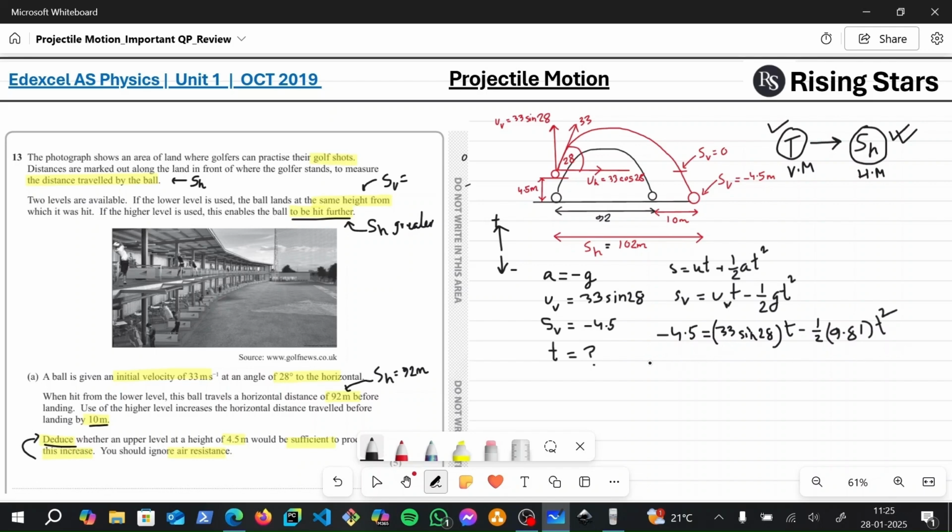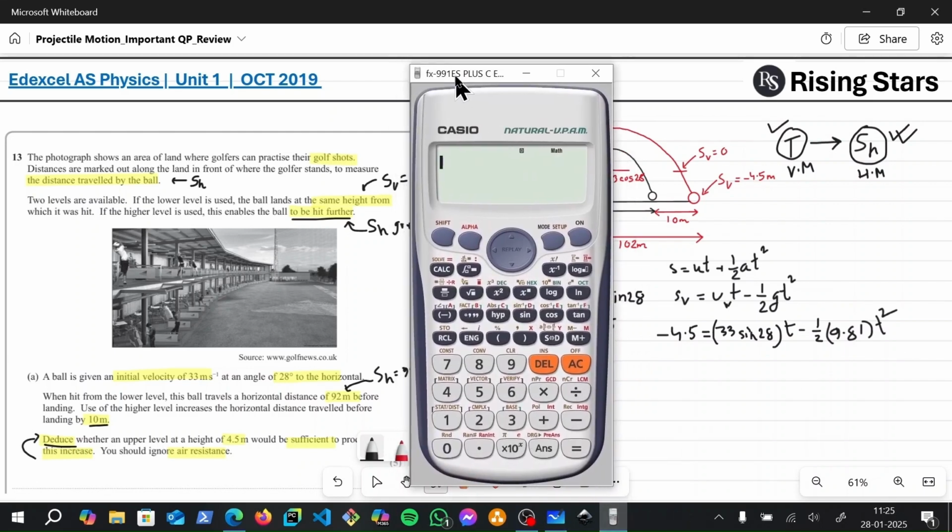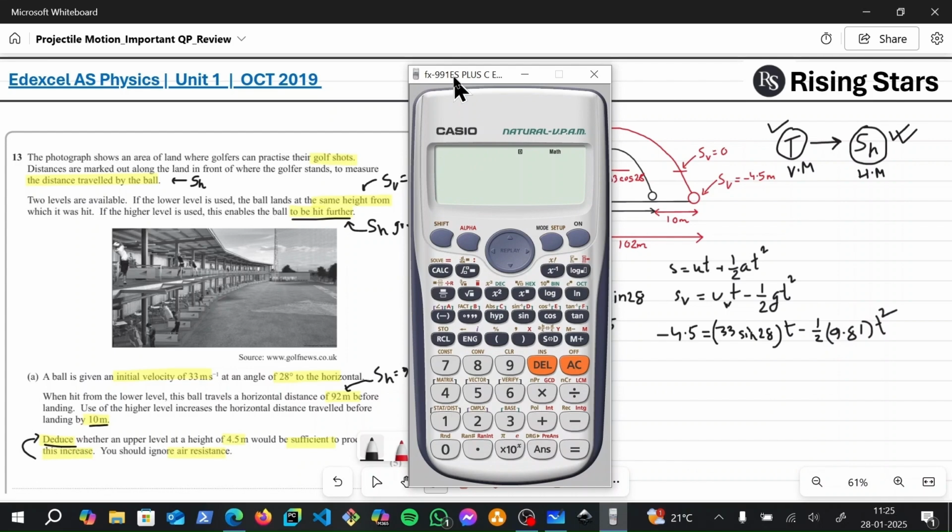Okay, we're going to find t, and you might have guessed it's a quadratic equation. So don't hesitate to pull up your calculator. Just use the equation mode to find the value as quickly as possible. You don't need to show your use of the quadratic formula here. Just go into equations, number 3, and then start putting in the values. The coefficient a here is minus half times 9.8. Let's put down the raw values. Then b is 33 sine 28, and then c is positive 4.5.